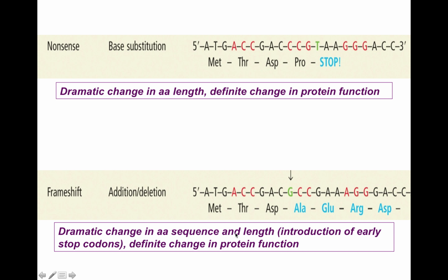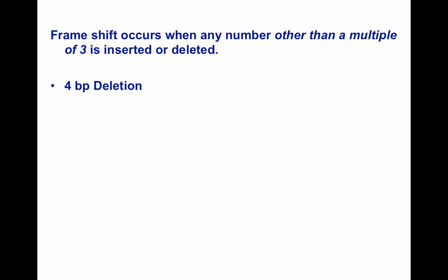Not only do you change the amino acid sequence, but you also usually introduce early stop codons. So there's a definite change in protein function that occurs as a result of frame shift mutations. So let's look a little bit more closely at a particular frame shift. Anytime you have an insertion or deletion that is anything other than a multiple of 3, you will end up changing not only that amino acid where the insertion or deletion occurs, but all of the subsequent amino acids that are translated from that messenger RNA will be different than from the original.